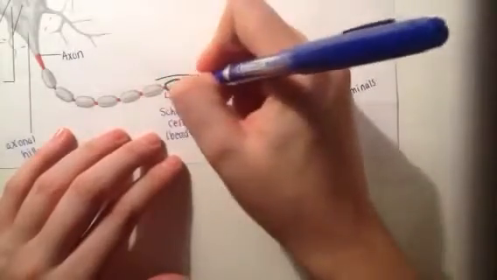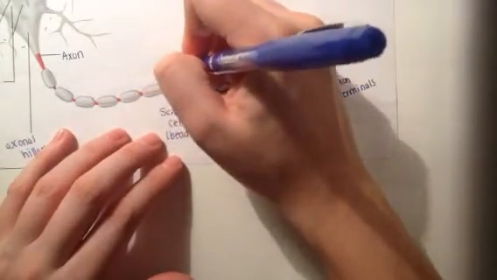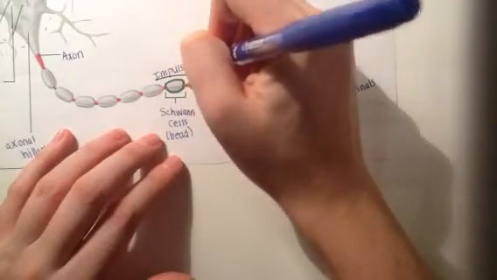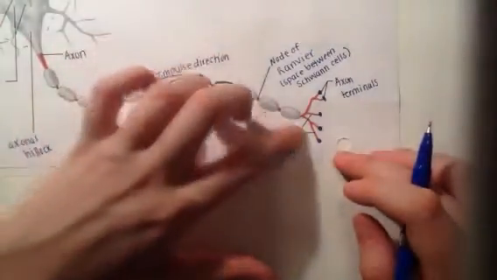So this arrow here is the impulse direction. So the impulse travels in this direction, not in this direction. So we're going down the axon.